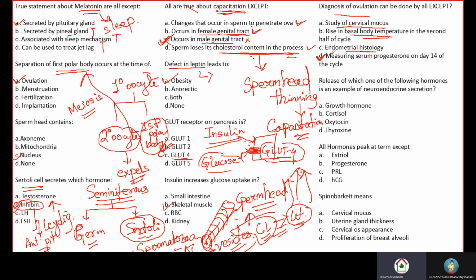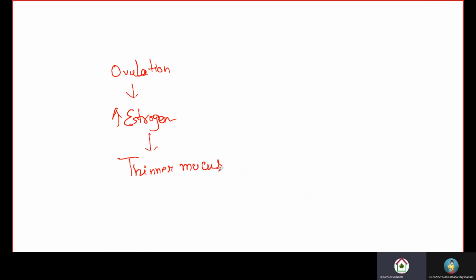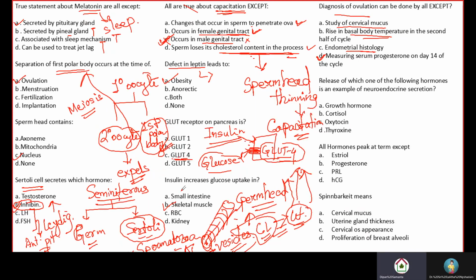So at the time of ovulation, what happens? There will be increase of estrogen. When there will be ovulation, there will be estrogen, and the mucus will be thinner mucus. So if the mucus is thin, then ovulation has taken place. It shows ovulation has taken place.